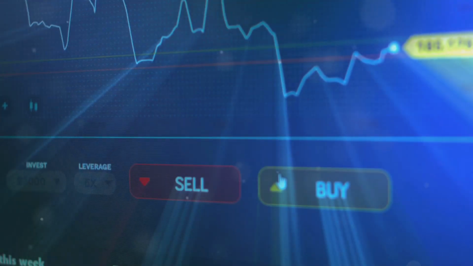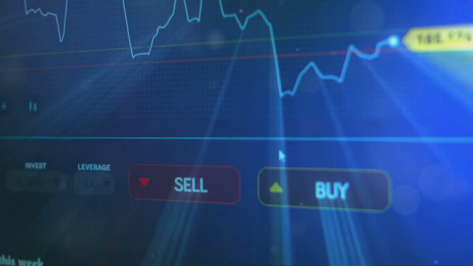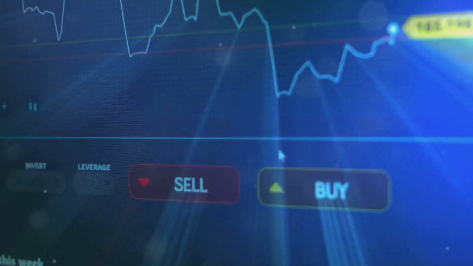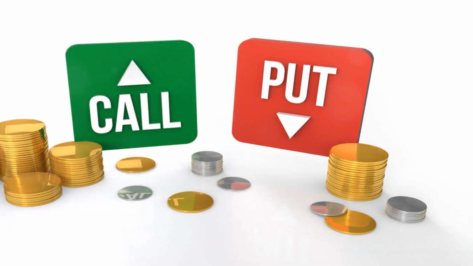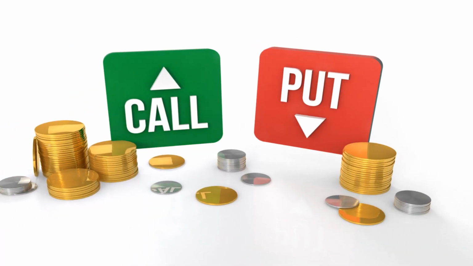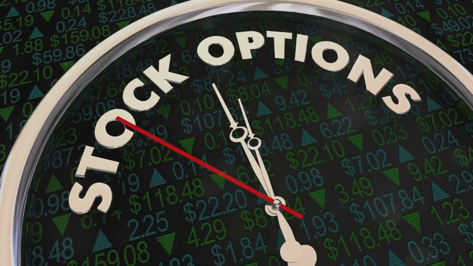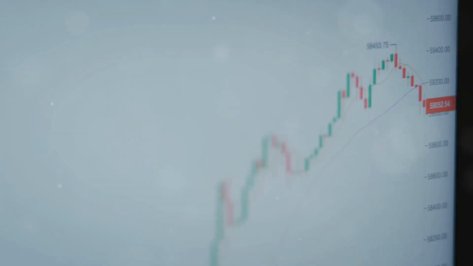An option gives you the right, but not the obligation, to buy or sell an asset at a specified price before a certain date. There are two types of options: calls and puts. A call option gives you the right to buy, while a put option gives you the right to sell.